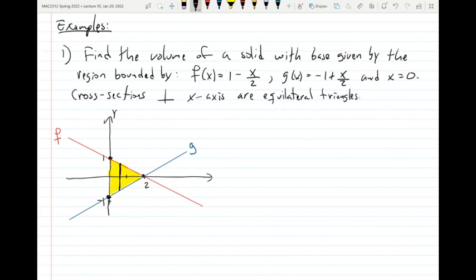You just need to understand. And we're being told that every time that we make a slice, we take it, we have equilateral triangles. Okay? Now, do we really need to know more about this solid? Let's see. We need to understand the slice.